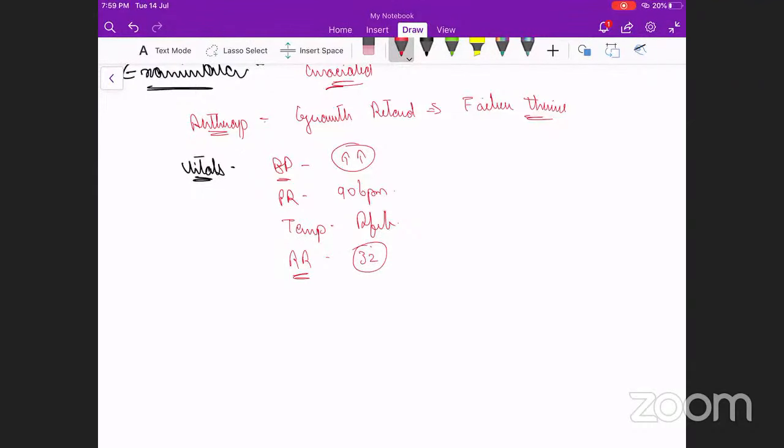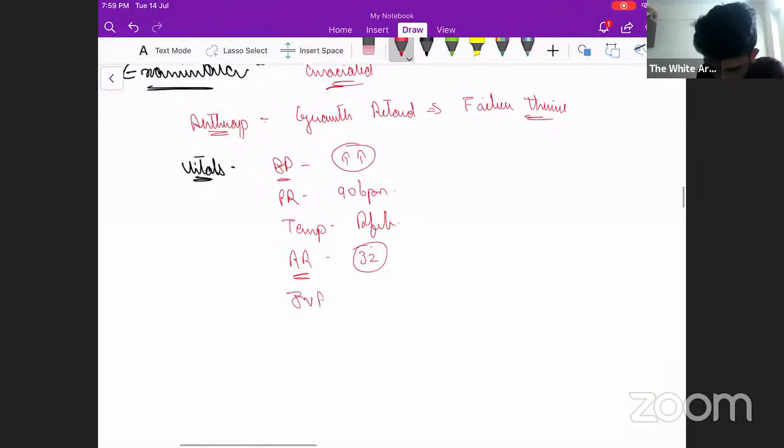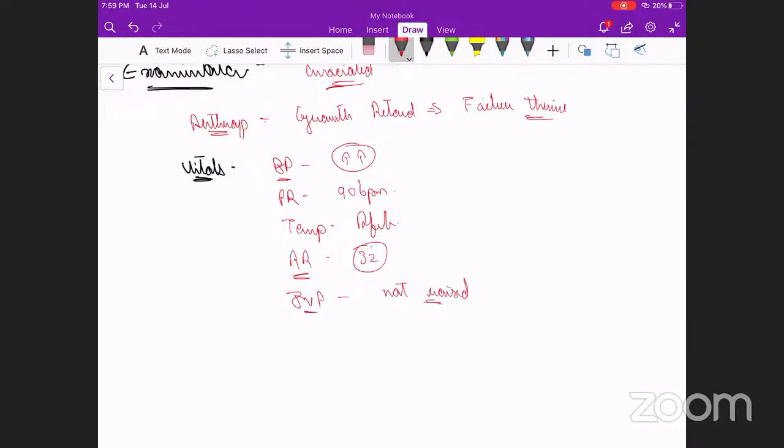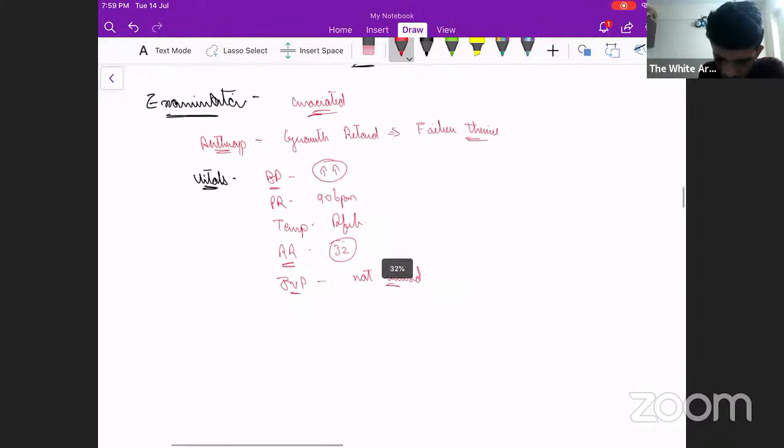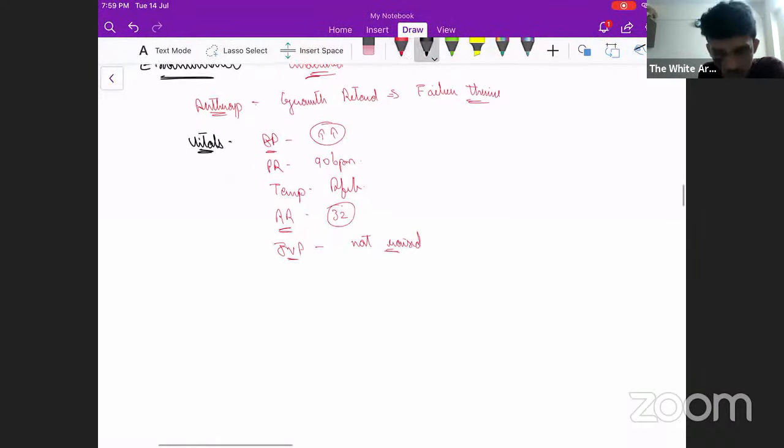Jugular venous pulse. Isn't JVP important? JVP is important. JVP is not raised. If JVP is not raised, but you're still expecting it to be raised, what will you do next? Hepatojugular reflex, correct? Yes, even that was not present. So, okay, fine. This was to do with vitals. Next, what to do?